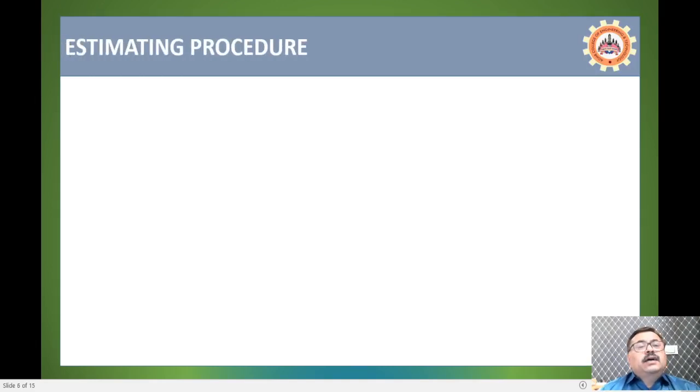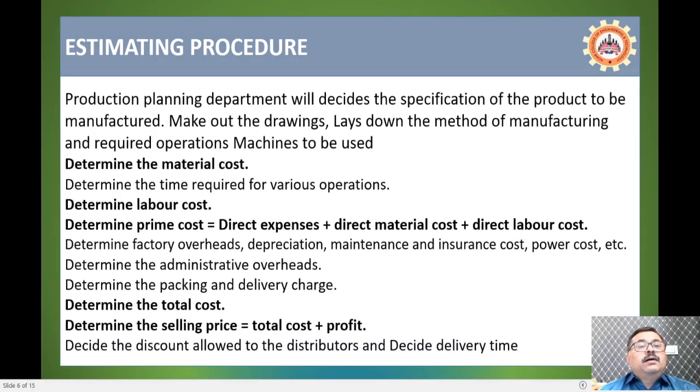Let us see the procedure for estimating. The production planning department will decide the specification of the product to be manufactured, make out the drawings, and lay down the method of manufacturing, that means the procedure of manufacturing, and the required operations and machineries to be used to convert the raw material into a finished product. First is to determine the material cost. Next is to determine the time required for various operations. And the third one is to determine the labor cost.